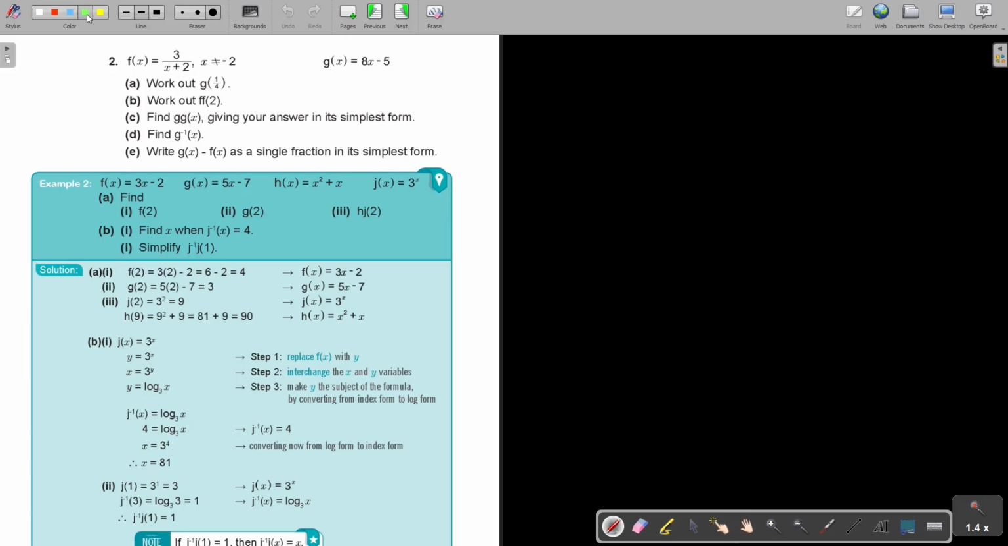Okay, let's start by writing down the two functions. So f(x) is equal to 3 over x plus 2. Now, what does this mean? This is actually just saying that if it's negative 2, then negative 2 plus 2 will be 0, and 3 divided by 0 is undefined. Okay, they just must mention it, but it's not going to have an influence on your calculations. And then the other one, g(x), and that is going to be 8x minus 5.